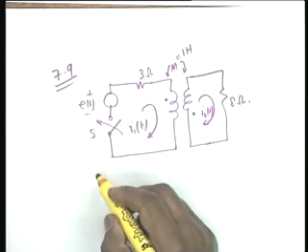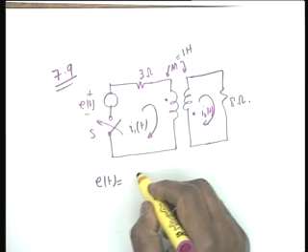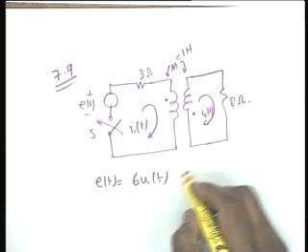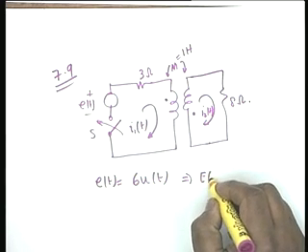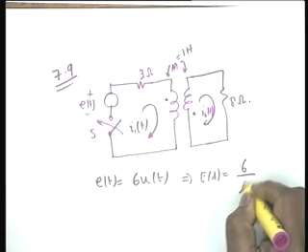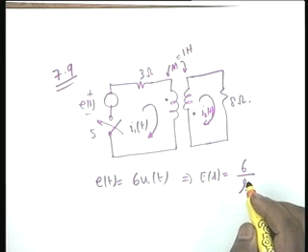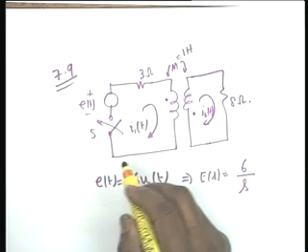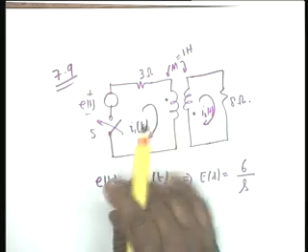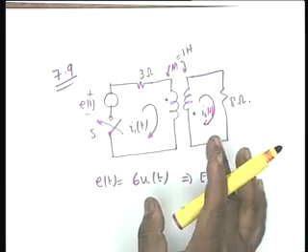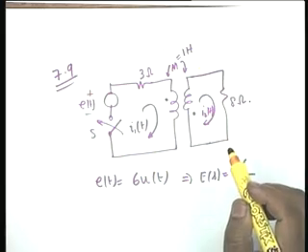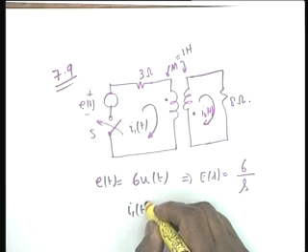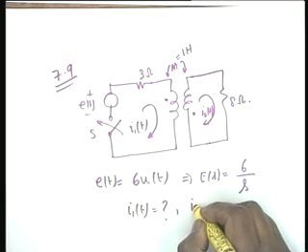It is given that e(t) is equal to 6 u(t), which means that capital E of s is equal to 6 divided by s, all right, and that prior to the switching action, all initial energy was 0, and capital M equal to 1 Henry, you are required to find out I1(t) and I2(t).